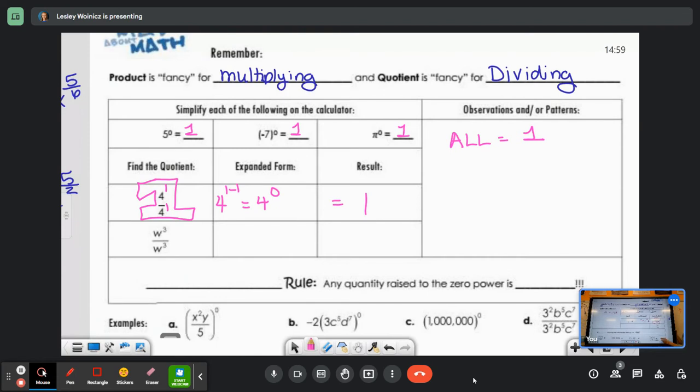Okay, let's look at this one. So if I have w to the third and I subtract the other power of 3, I get w to the 0. But I know from yesterday that if I have w's on top and the same number of w's on the bottom and I cancel, I'm just getting 1. It's because they're all canceling, right? They're all canceling and turning into a big old 1.